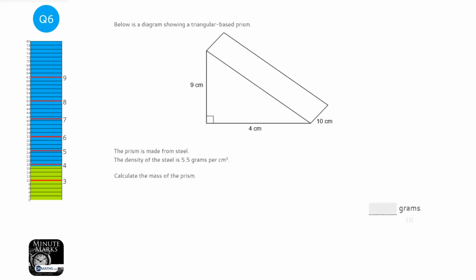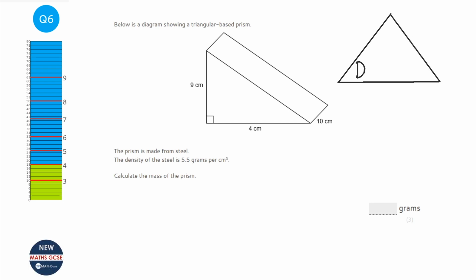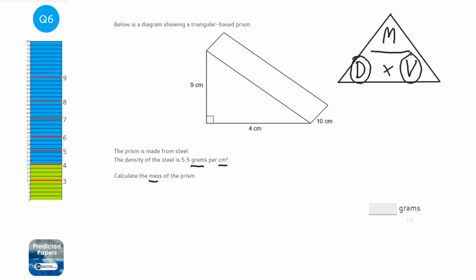The triangle we need to remember for this question is density equals mass over volume. Now you could have worked it out from the question because it says grams, which is mass, per centimeters cubed, which is volume. So per means over, so it would be mass over volume. So we need to work out the mass. Well, at the moment we have the density, but we haven't got the volume. So the first thing I need to do is work out the volume of the prism.